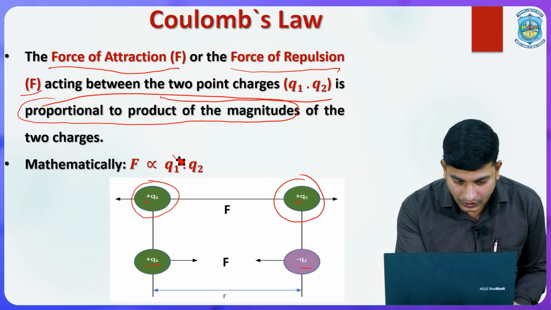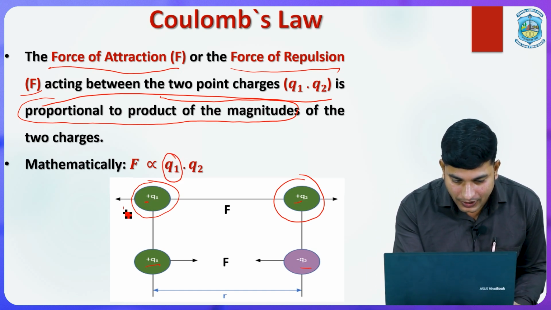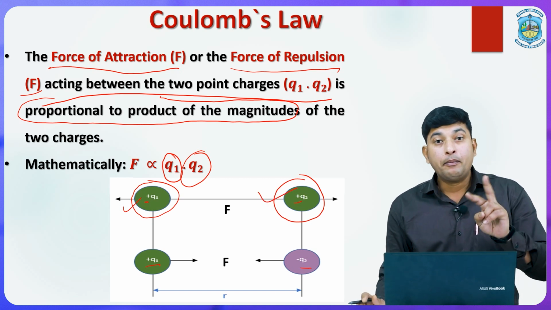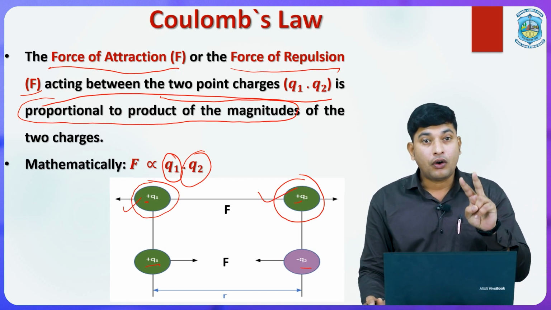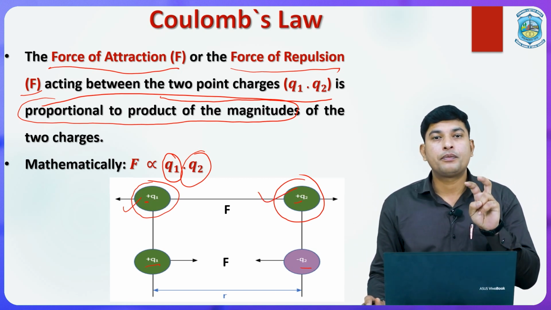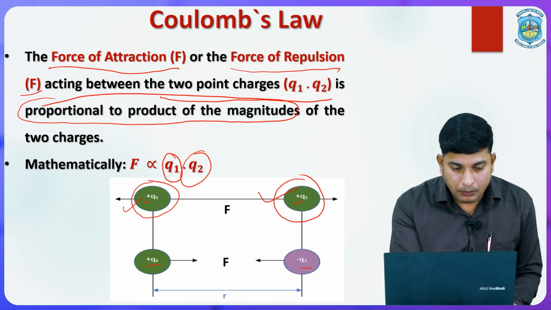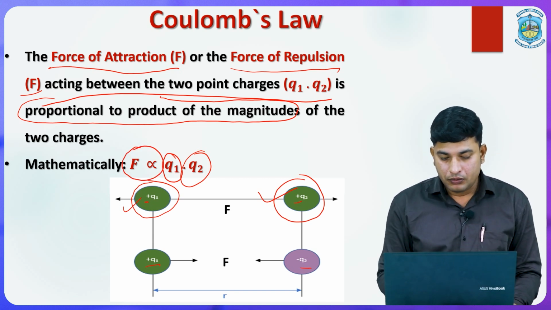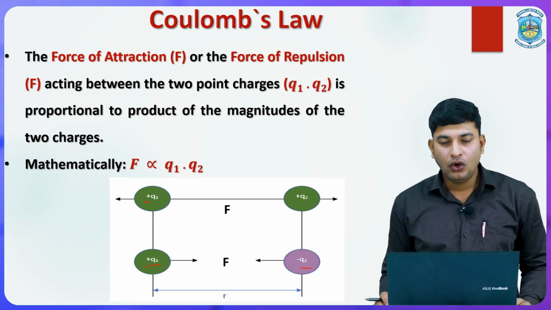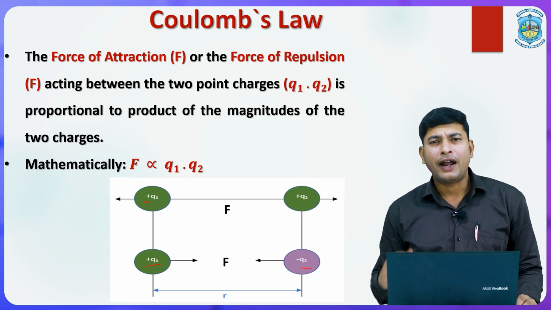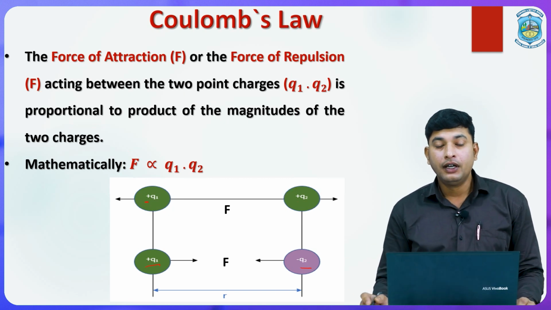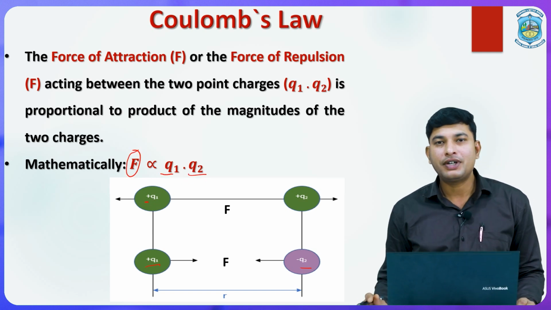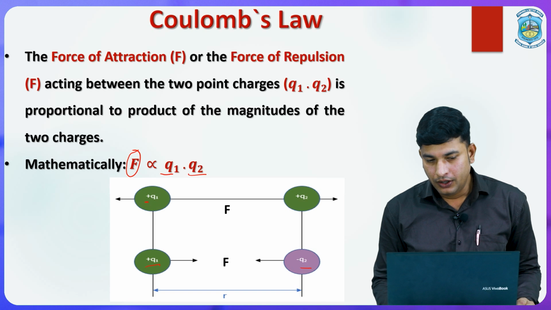Q1 is the magnitude of the first charge, Q2 is the magnitude of the second charge, and the product of both the magnitudes of the charged particles is directly proportional to the force F. So, this is what Coulomb has explained to us regarding the magnitudes Q1 and Q2 with the force. So, F is directly proportional to Q1 dot Q2.